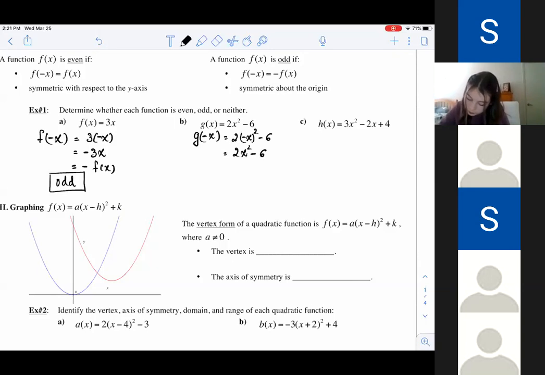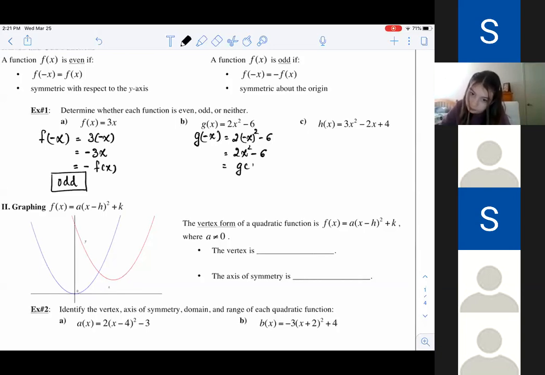Okay, now is your g of negative x the exact same as g of x? Okay, so this is your g of x. So when you replace the x by negative x and you still get g of x, is that odd or even? Even. Even function.